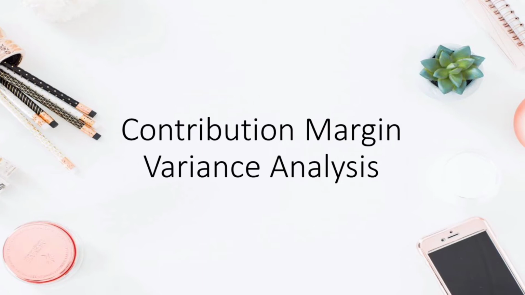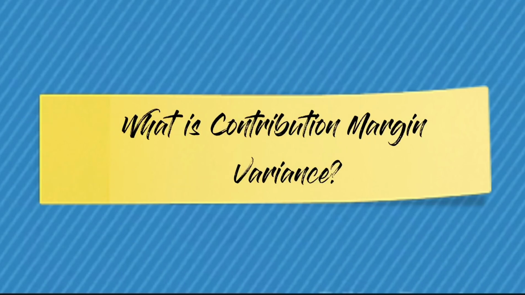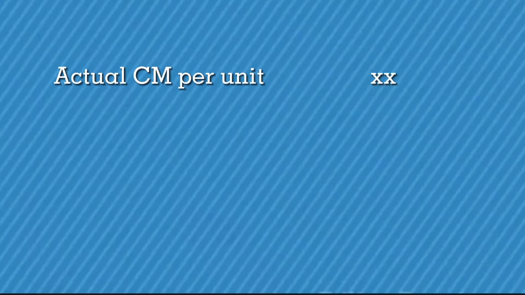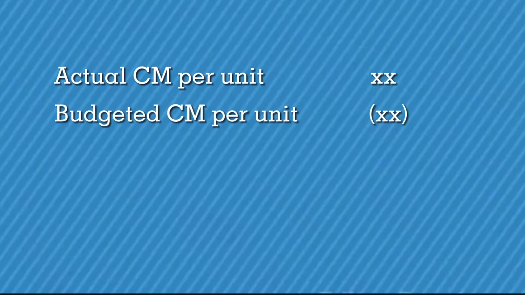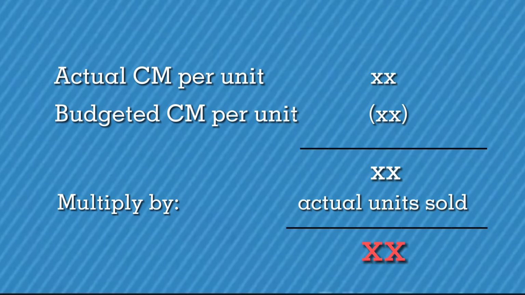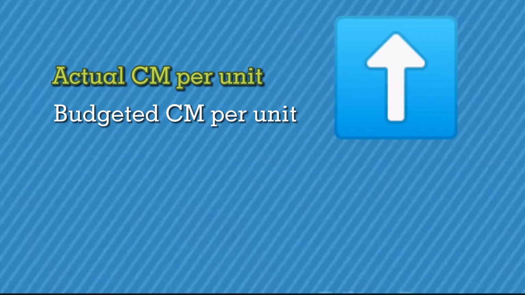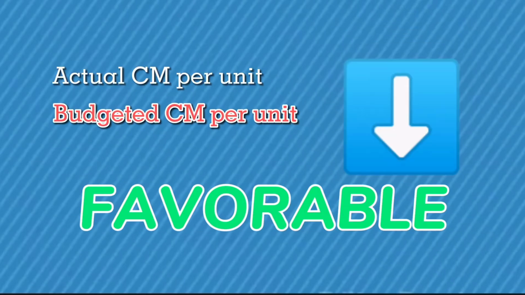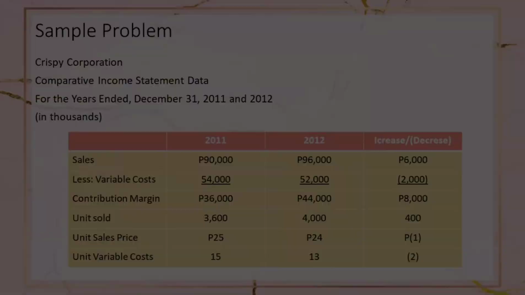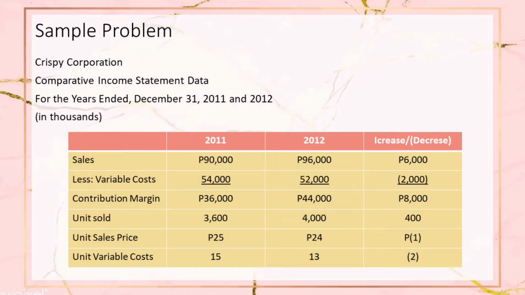In this video, I will discuss the contribution margin variance analysis. Let us first define contribution margin variance. It is the difference between the actual contribution margin per unit and the budgeted contribution margin per unit multiplied by the actual number of units sold. If the actual contribution margin is greater than the budgeted contribution margin per unit, the variance is favorable. Otherwise, it is unfavorable. Now, we are going to analyze the contribution margin variance.